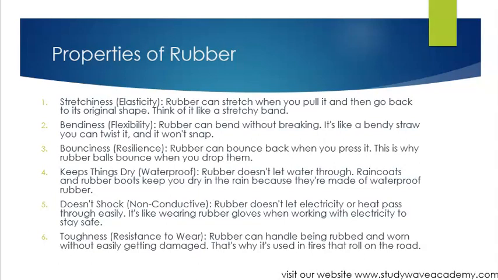Then toughness. Rubber can handle being rubbed and worn without easily getting damaged. That's why it's used in tires that roll on the road. So rubber can withstand wear and tear without getting damaged easily. It's used in tires because it provides durability on the road.